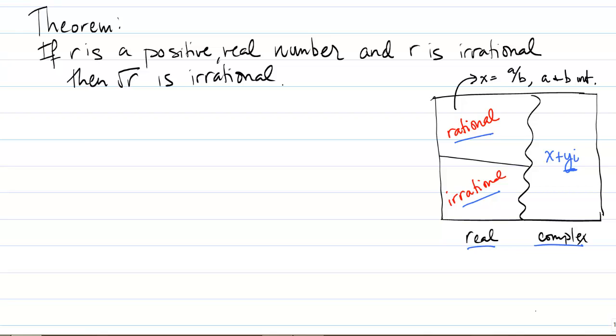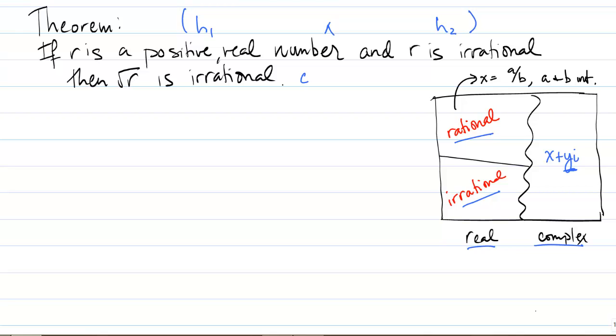So the theorem that we're going to prove is that if r is a positive real number and r is irrational, then the square root of r is also irrational. So the hypothesis consists of two parts. The first part says that r is a positive real number, and the second part says that r is irrational. And the hypothesis is the "and" of these two statements. But the conclusion is that the square root of r is irrational.